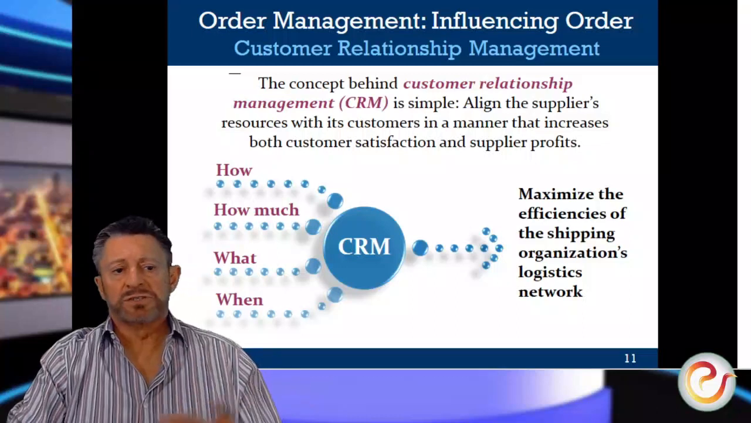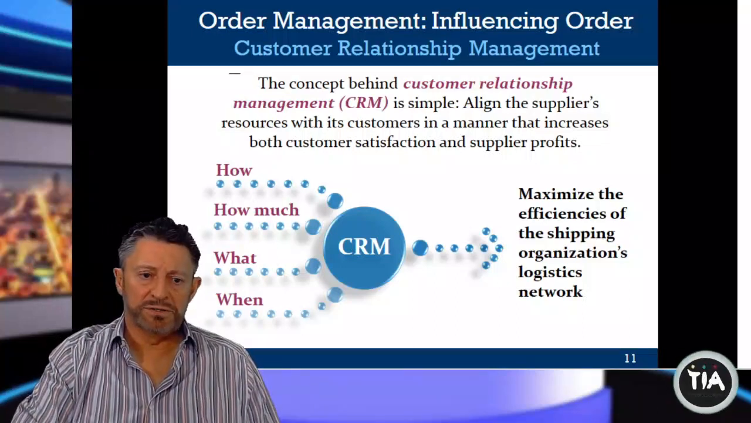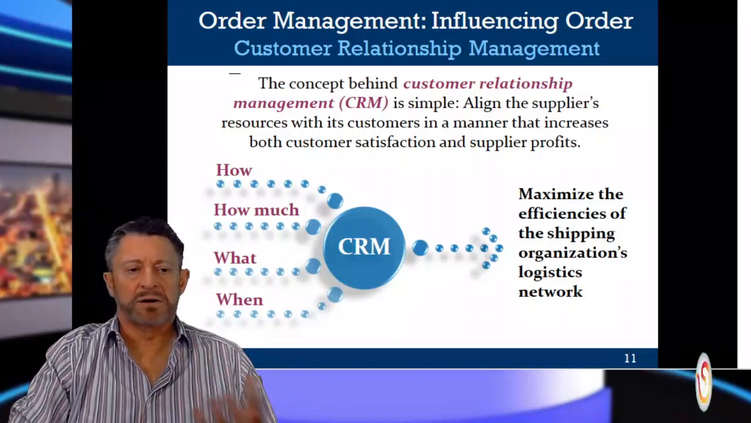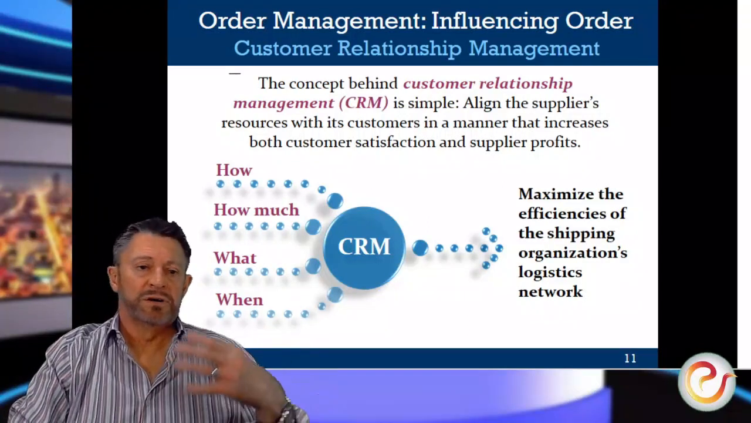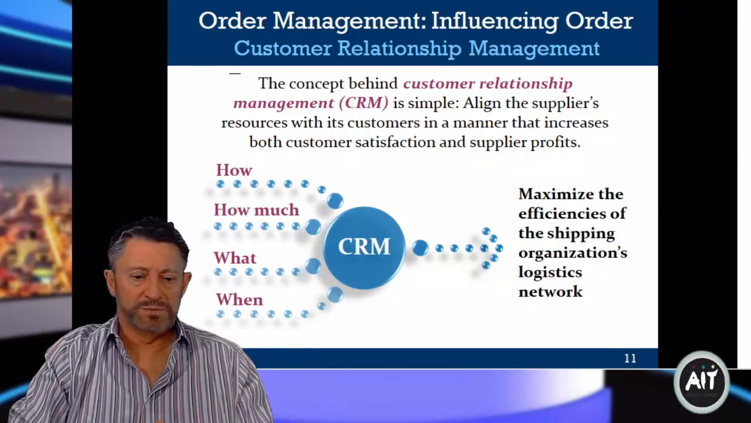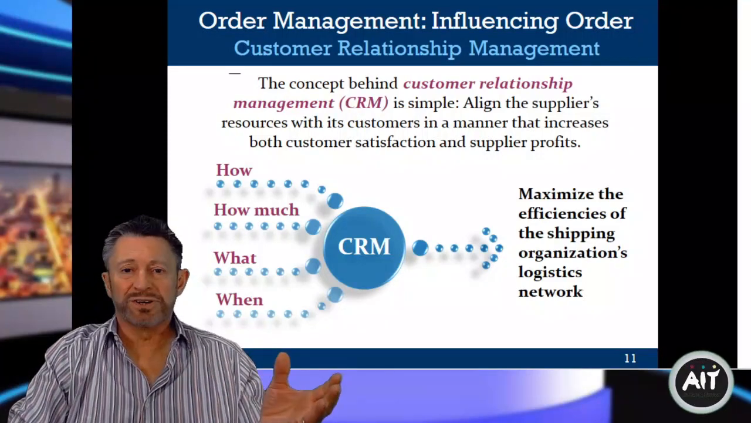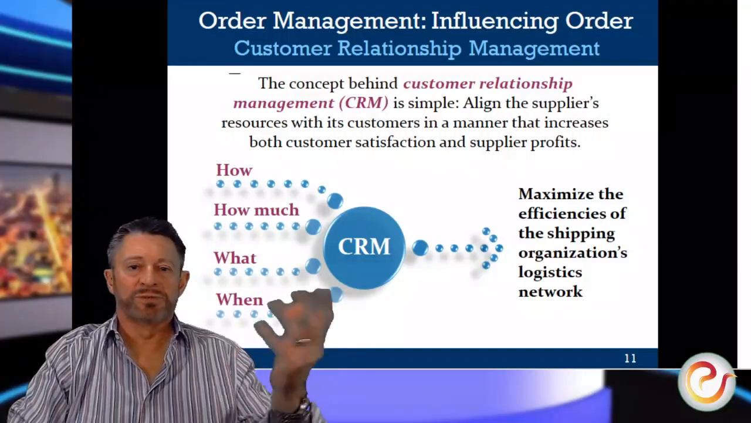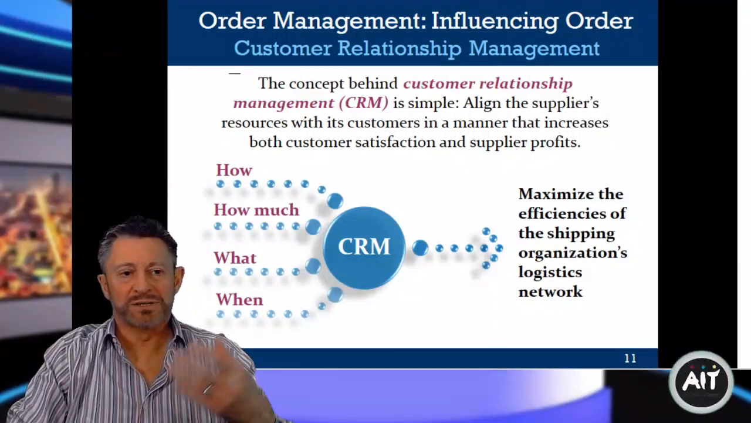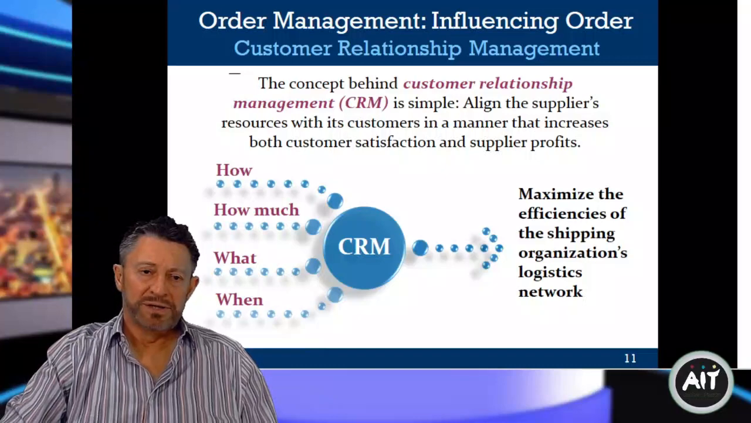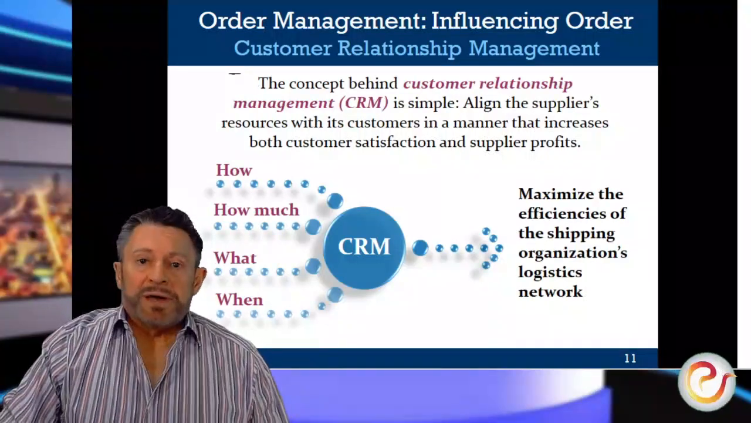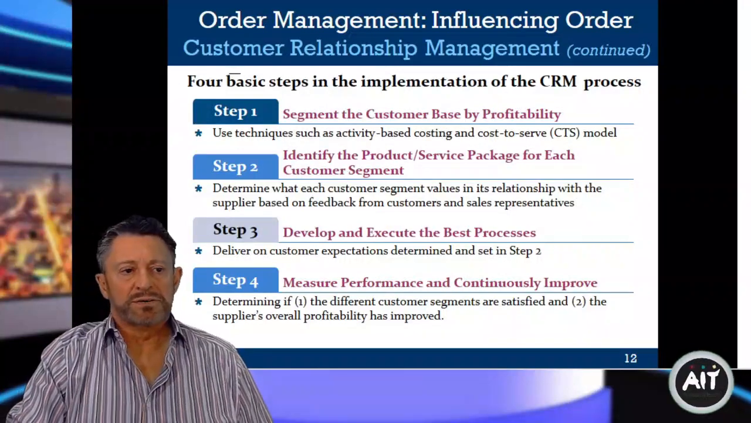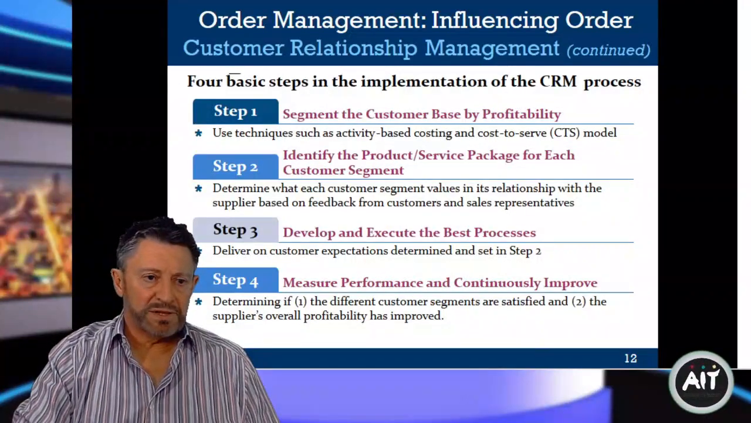So maximize the efficiencies of the shipping organizations and logistics networks themselves. That's the part of, of course, when you trigger suppliers and trigger the process, invariably you're triggering all of the transportation logistics elements as well, sourcing the raw materials and making sure the quantities are coming in time to match the customer demand. So that's your CRM, breaking it down into these 4 basic steps.